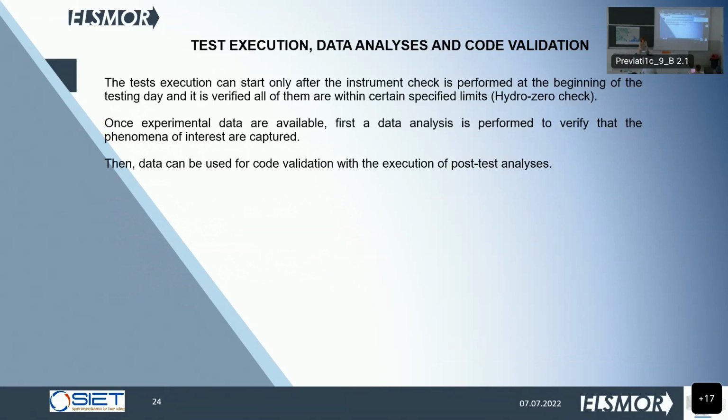Then just a few words to conclude this speech. When we do a test, the first thing to do in the morning before starting is the check of the instruments. We need to check that all the instruments at cold conditions, still water, measure 0. If not, we need to go and check, because there might be something wrong in the instrument or a pressure line that is empty. And this is the first check, and we call it hydro zero check.